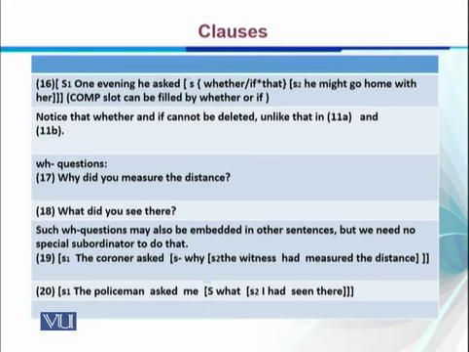That's important. WH questions: why did you measure the distance? What did you see there? Such questions may also be embedded in other sentences, but we need no special subordinator to do that, because WH words are used as subordinators themselves. So the coroner asks S bar, why the witness had measured the distance. So you can see that we don't need any subordinator like that, if or whether in these questions.